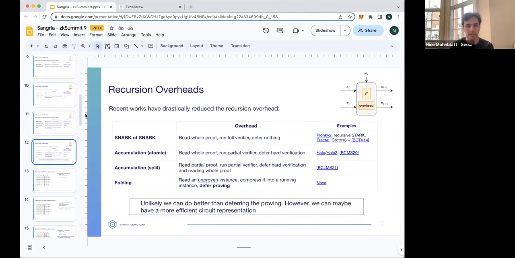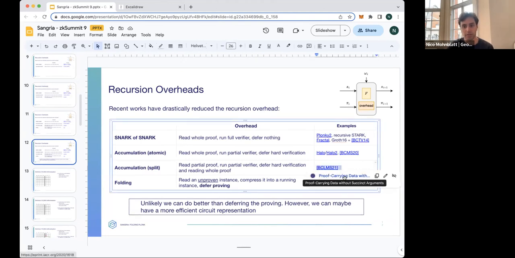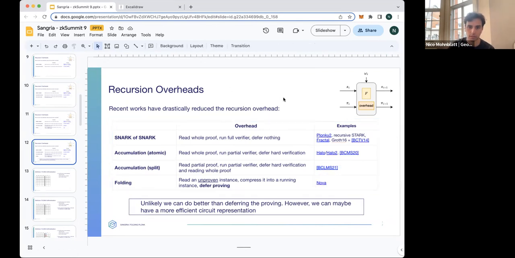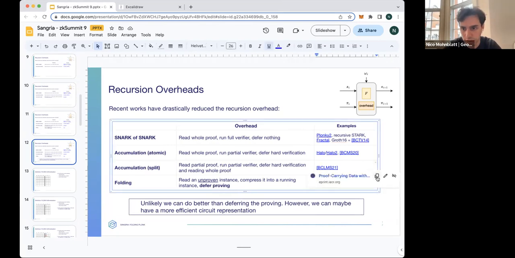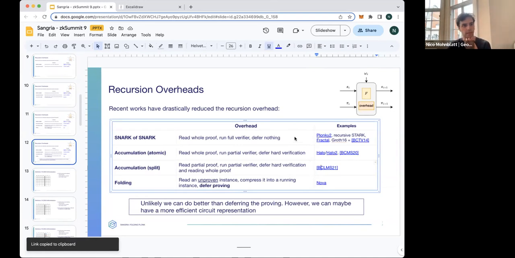So if you want more ideas about this, I think go check the split accumulation paper. It's proof carrying data without succinct arguments. Wait, let me copy the link into the chat. There you go. Okay, any more questions?